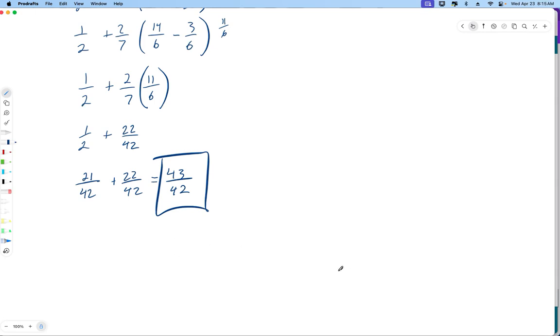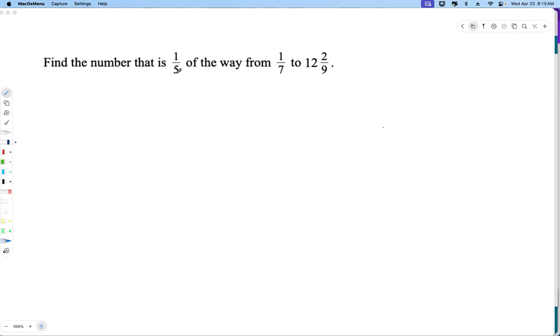All right. So before you reduce, look and see if you're going to have to go back to where you were before you reduce. Save yourself a step. All right. Next and last problem for 98. 1/5 of the way from 1/7 to 12 and 2/9.